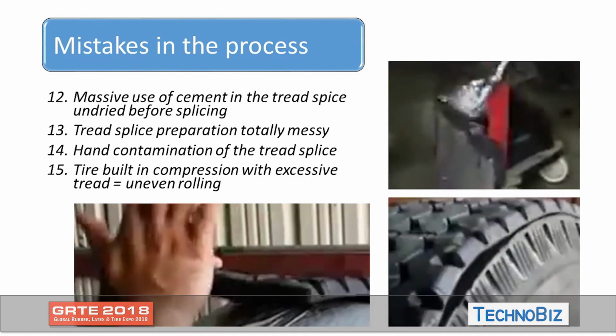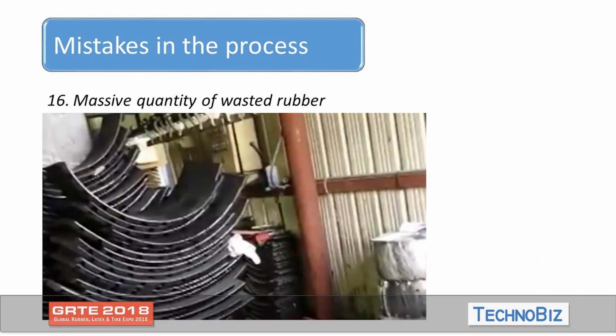Massive use of cement, tread splice preparation, and contamination of the tread splice. Tire built-in compression. You see, here it's a hot spot, a heavy spot in this part, and the tire will roll unevenly. Next one, finished. Waste. Look how much rubber. This makes happy the producer of rubber, but not the owner of the factory.